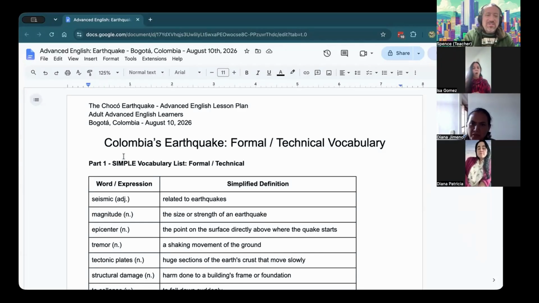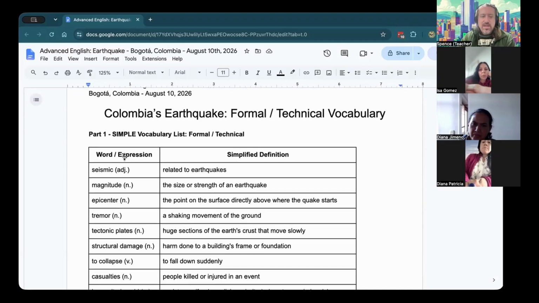Okay, and welcome to our discussion about Colombia's earthquake. We are going to be discussing both formal and technical vocabulary and looking at different ways to use it. We are starting with simple vocabulary, so just going through and reading the terms.